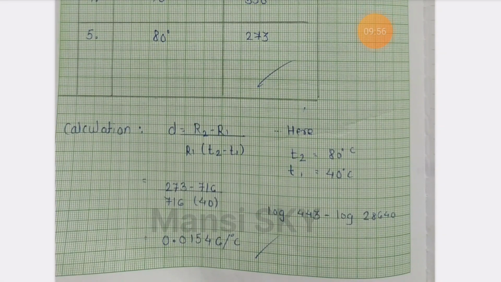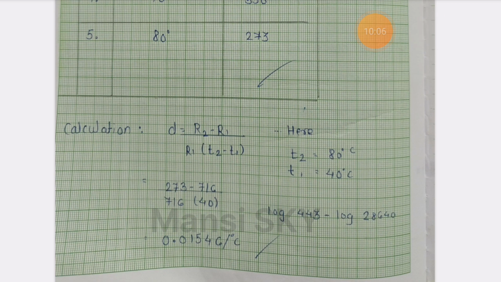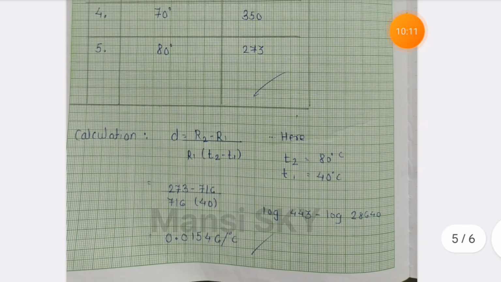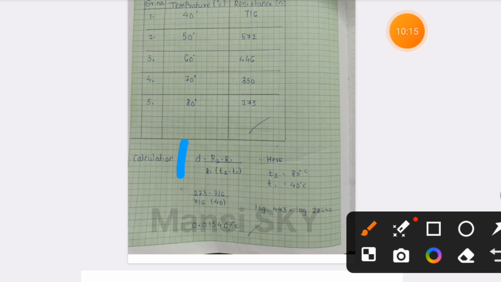Then we have the calculation part, as we have to find alpha. Okay, what is alpha? Or coefficient of resistance. Alpha, or anything you can assume for the coefficient of resistance. Okay, how to find the coefficient of the resistance? We have the formula for it, which is R2 minus R1 divided by R1 times T2 minus T1.